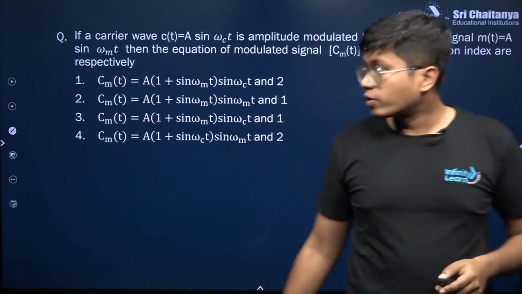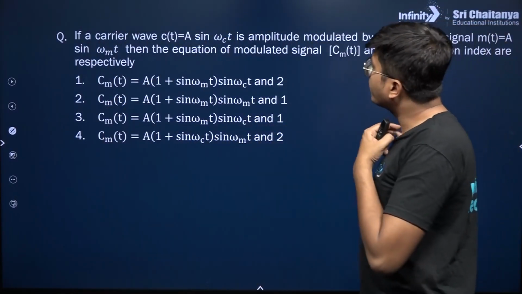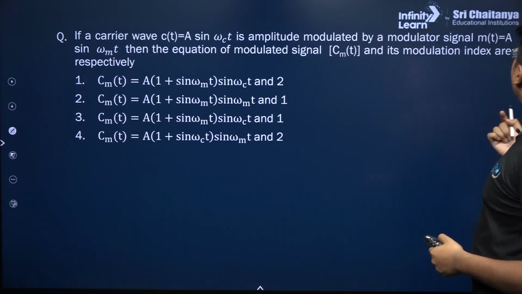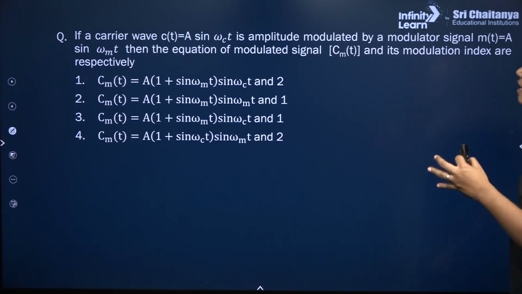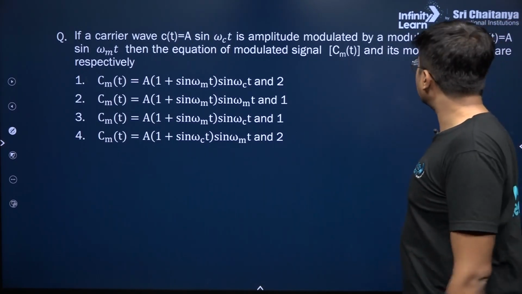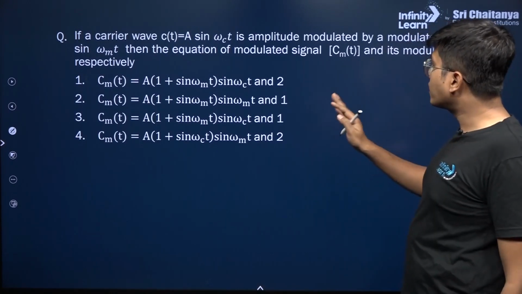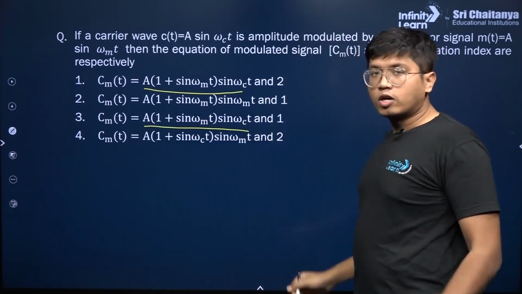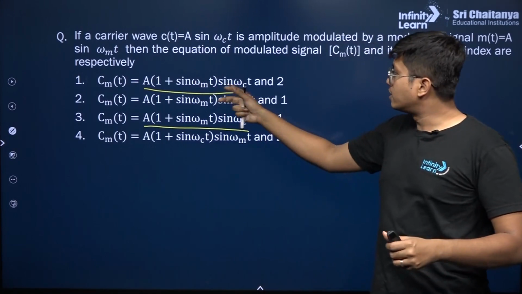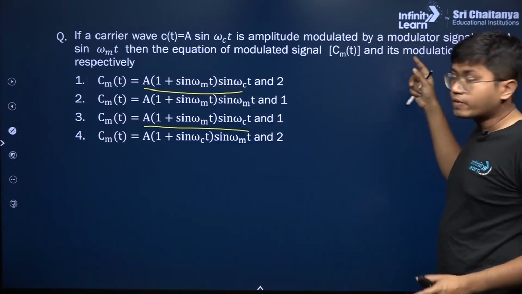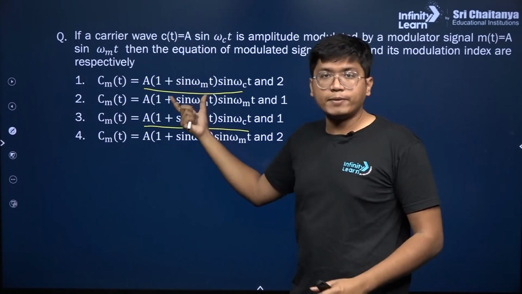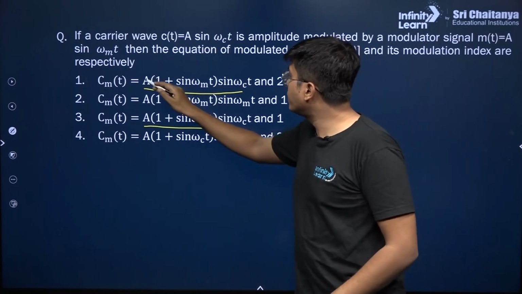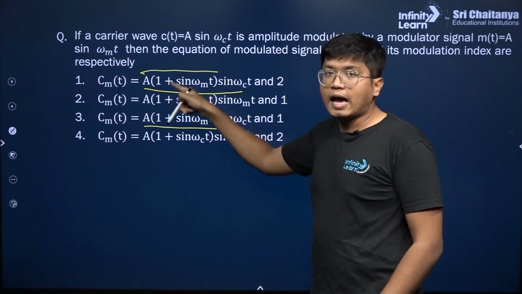Next, we have this question about communication systems. It says if a carrier wave Ct is equal to A sin omega Ct is amplitude modulated by a modulating signal Mt is equal to A sin omega Mt, then the equation of the modulated signal will be. So right off the bat, we know that it has to be either this or this, because whatever comes from the modulating signal is only going to affect the amplitude, because this is an amplitude modulated wave. So omega m has to appear in that amplitude part.